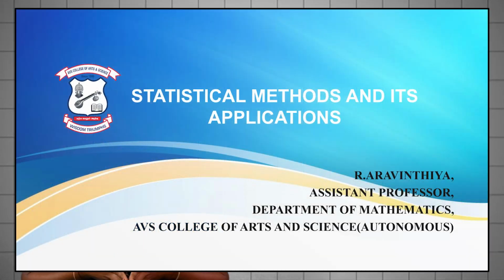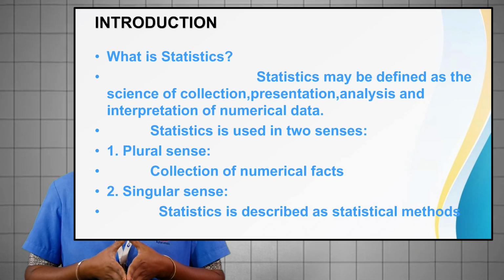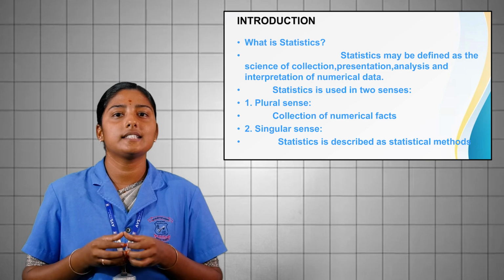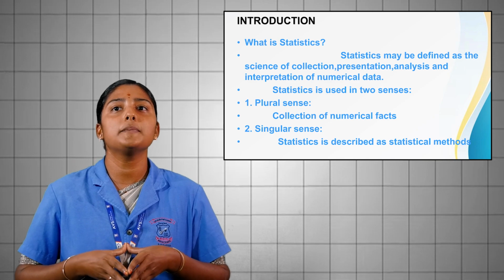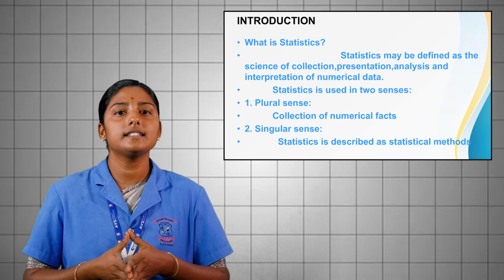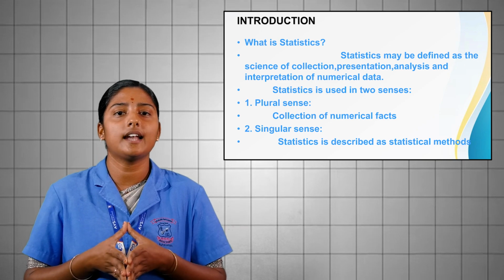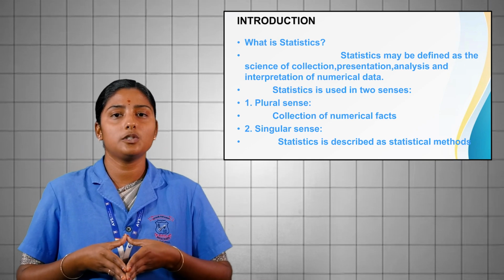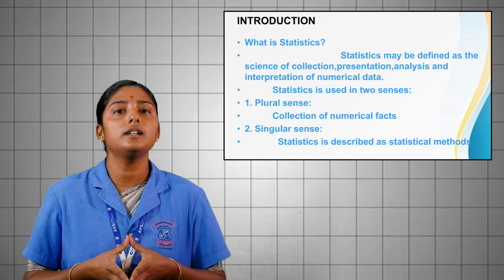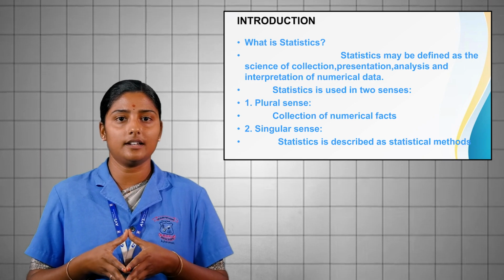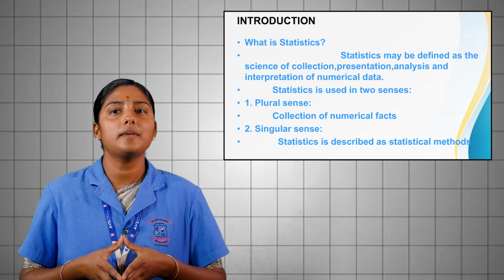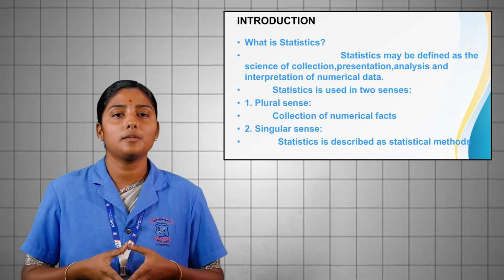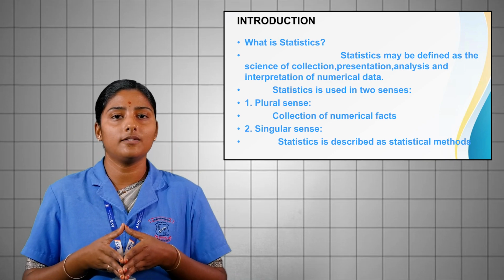Today's topic is statistical methods and their applications. First, what is statistics? We all know what statistics is. Statistics may be defined as the science of collection, presentation, analysis, and interpretation of numerical data. Statistics has two senses: a plural sense and a singular sense. The plural sense means a collection of numerical facts. Example: profit of different units in different industries. The singular sense means statistics is described as the statistical methods. In our subject, we are more concerned with this sense of the word statistics.